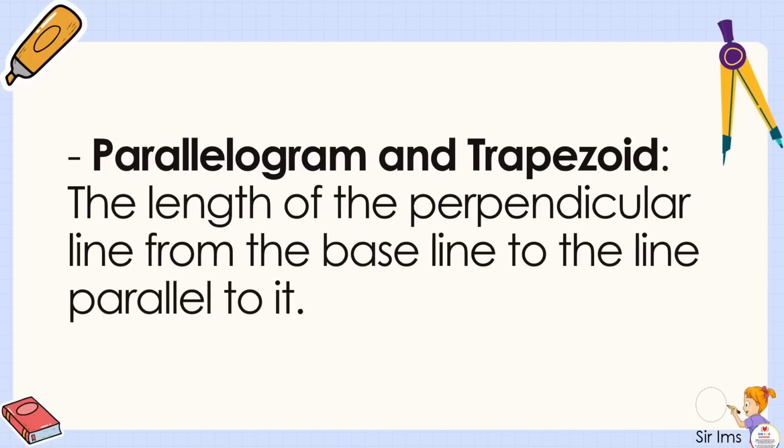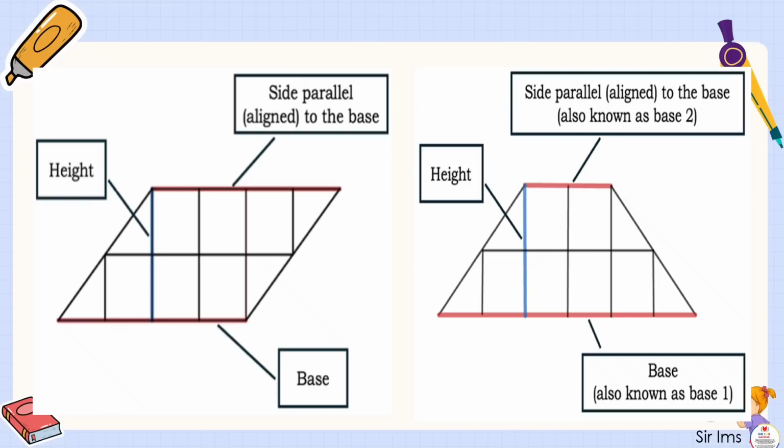Okay, for parallelogram and trapezoid, the height is the length of the perpendicular line from the baseline to the line parallel to it. So what does it mean? Okay, so we can see here the first figure refers to a parallelogram. We can see there the height represented by the blue line, and we have the base with the red line below, and then on top we have the side parallel, aligned to the base.